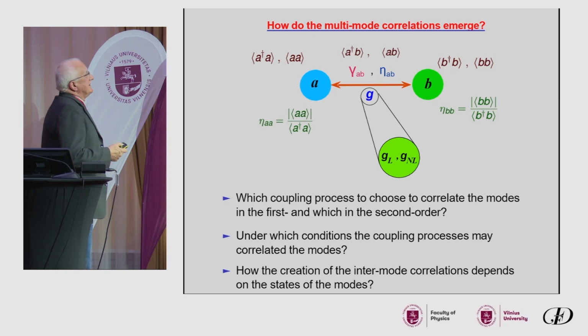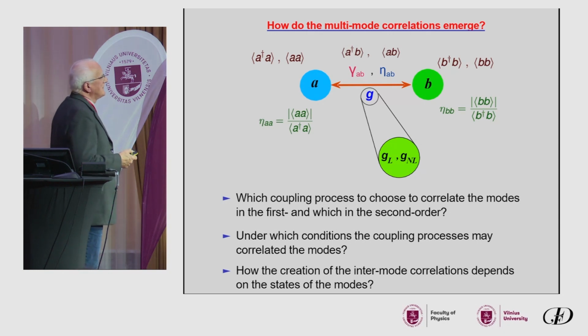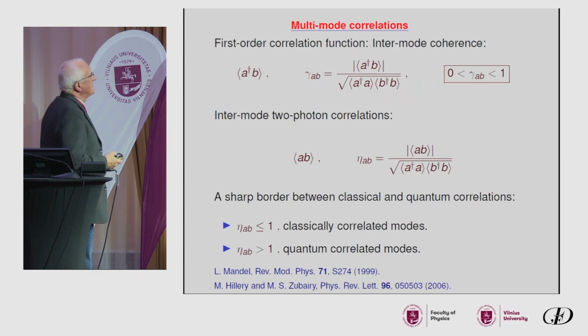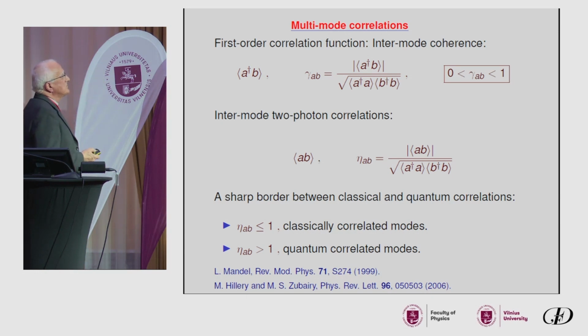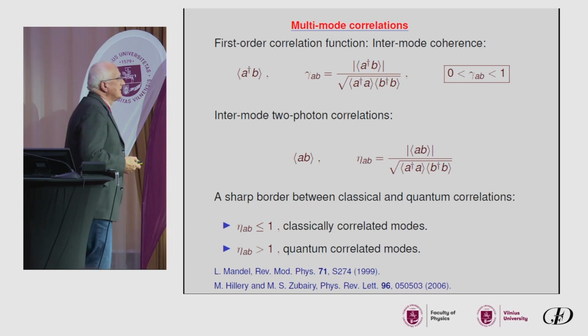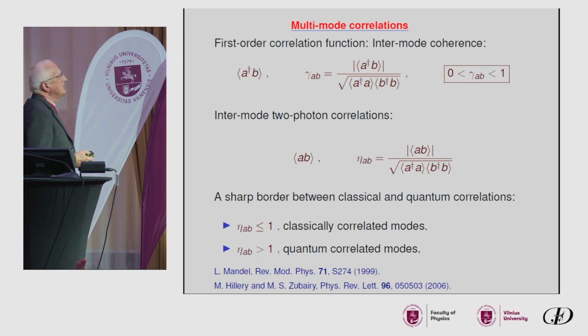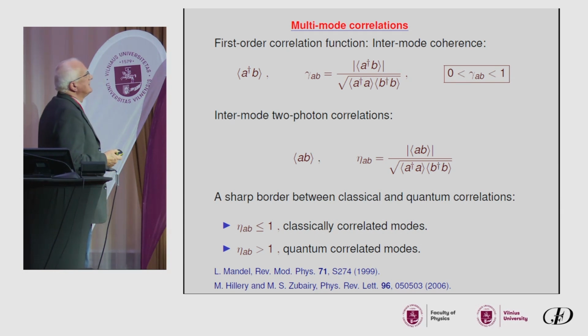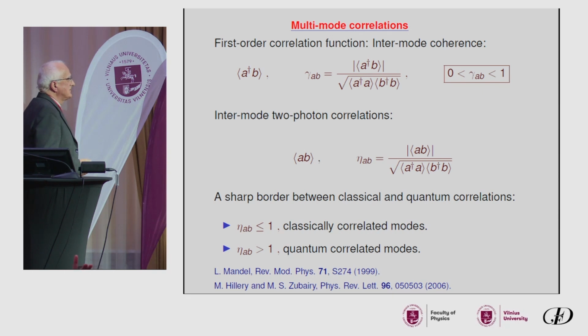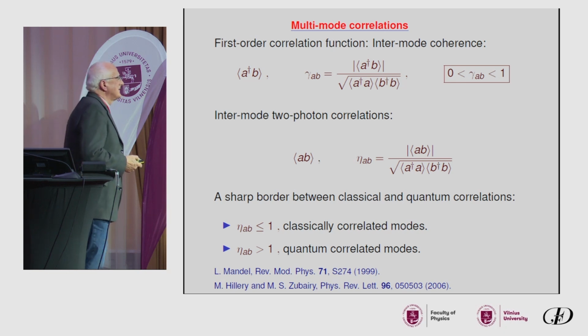And the normalized function is well known in physics as the coherence function. That one is the degree of coherence, defined here. It can also be used to distinguish between classically correlated or quantum correlated modes. Whether we have entanglement or not, there is a threshold value. When the ratio is larger than one, we say that the modes could be coherent. If it's smaller than one, they are classically correlated.